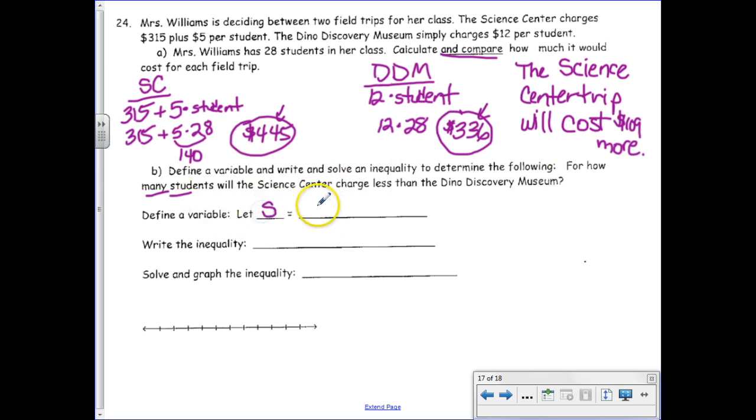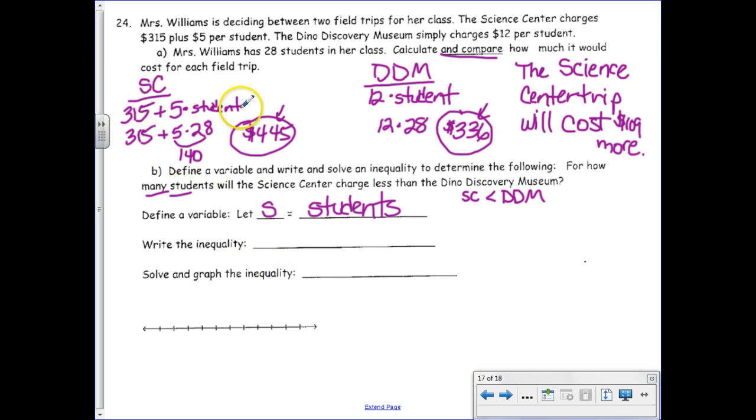So I'm going to use S. S is the number of students. And here's what I'm asking. When will the Science Center be less than the Dino Discovery Museum? Okay? Right now, at 28 students, it's more. I want to know how many kids it would take so this one would be cheaper because, you know, maybe that's really where I want to go, but I've got to somehow justify this.